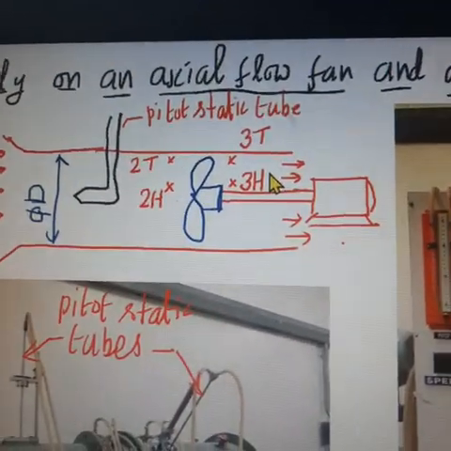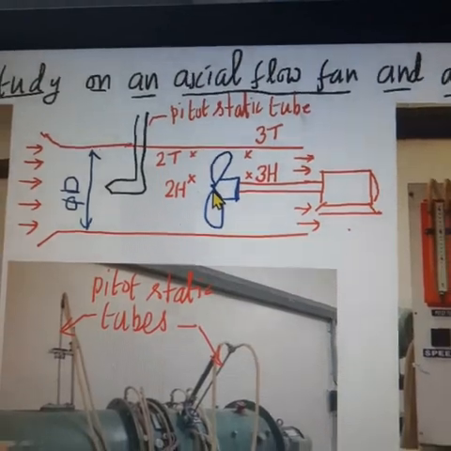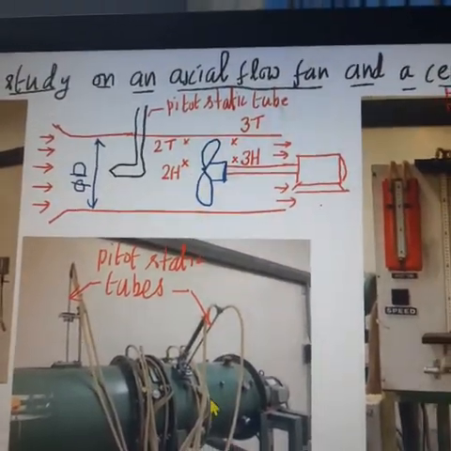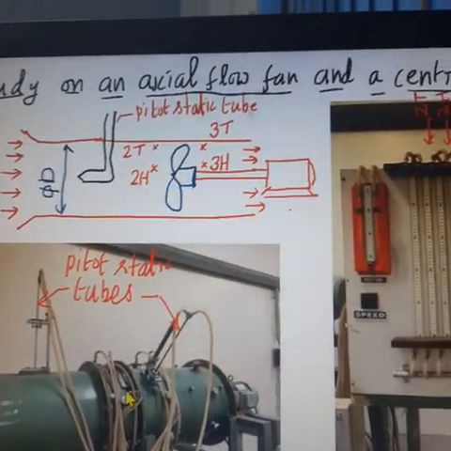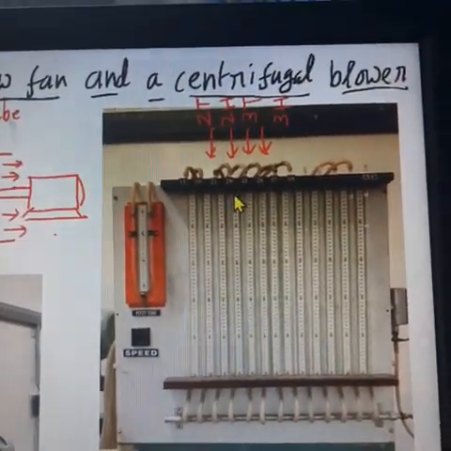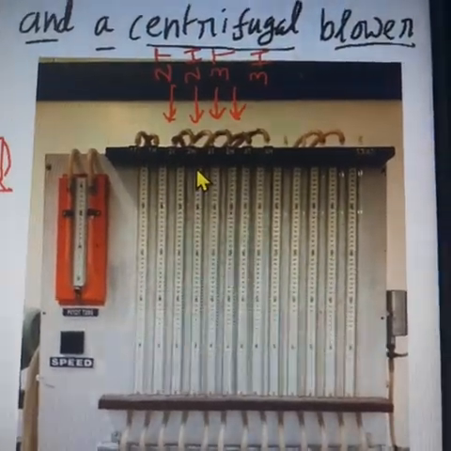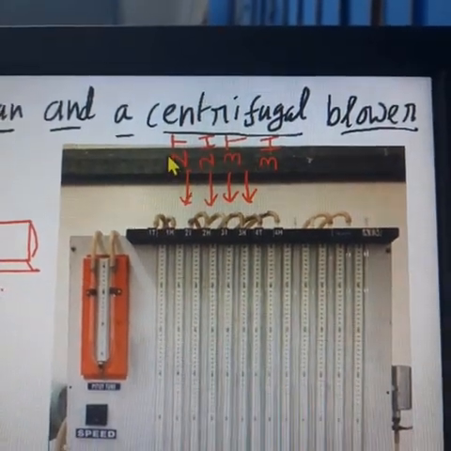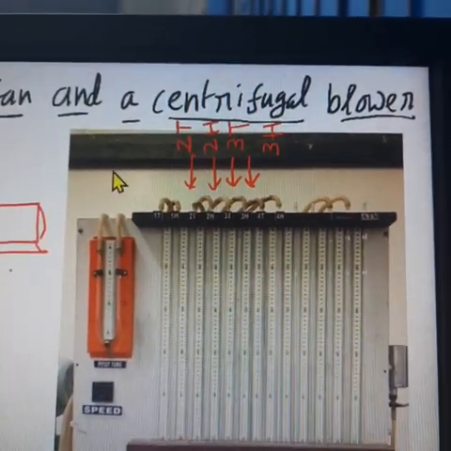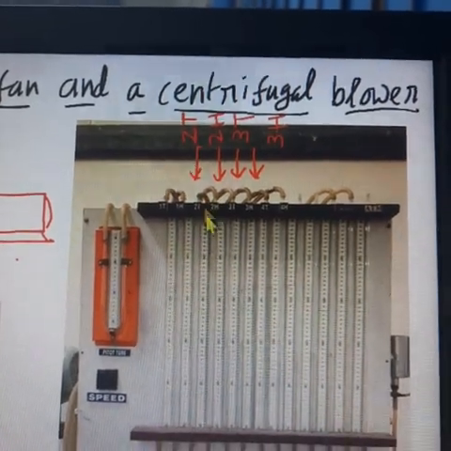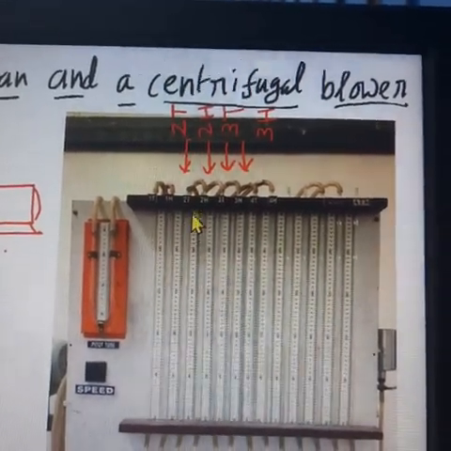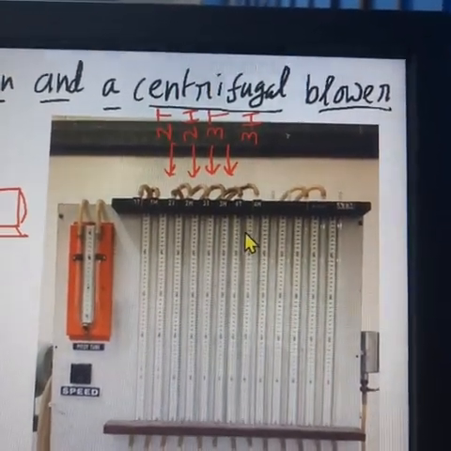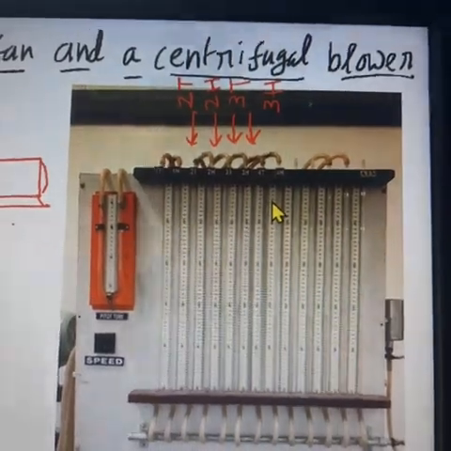In order to find the pressure at these 4 points, pressure tapping points are inserted and the tubes are connected from these pressure tapping points to the manometer bank, which is shown in this photograph. The tube connected to the pressure tapping point 2T is connected here, and 2H, 3T, 3H are connected with the corresponding tubes to the manometer banks, as shown in this figure.